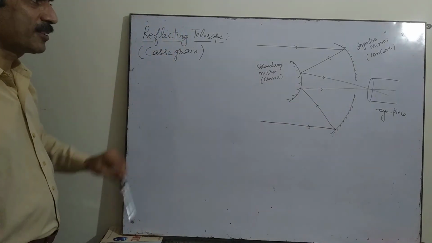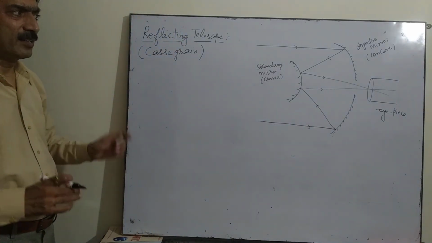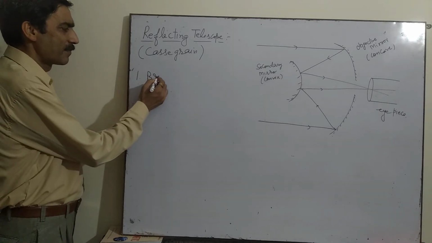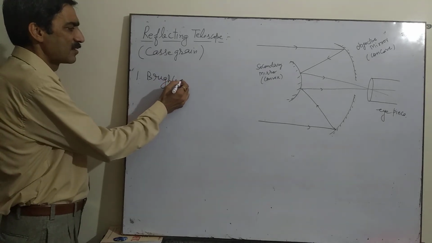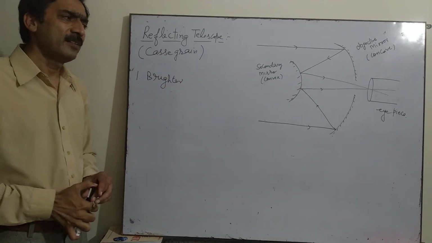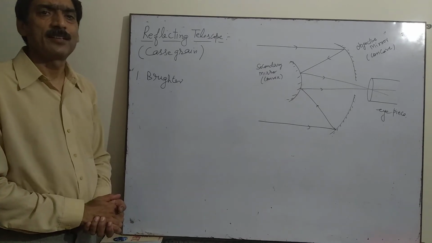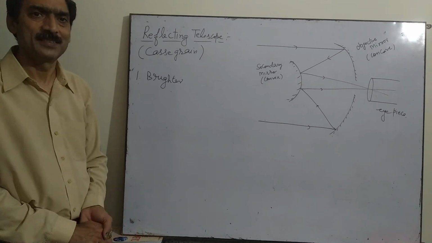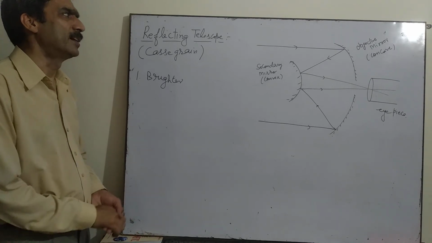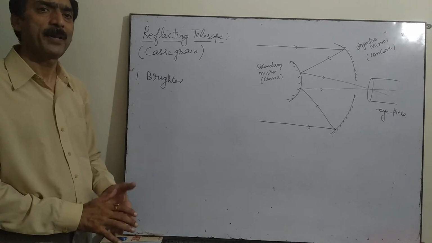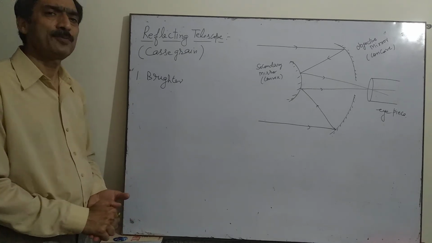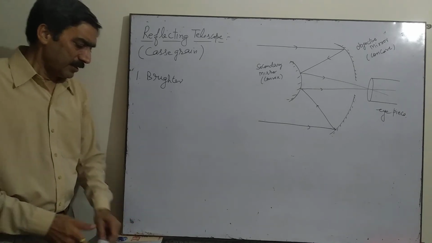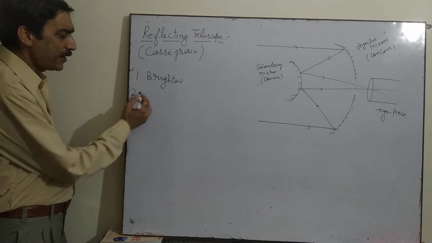Now the image formed by the telescope is brighter. Why? In the refracting telescope, when light passes through the lens, some intensity decreases. So the image formed by the reflecting type telescope is comparatively brighter than the image formed by the refracting type telescope. Now, this type of telescope is free from aberration.